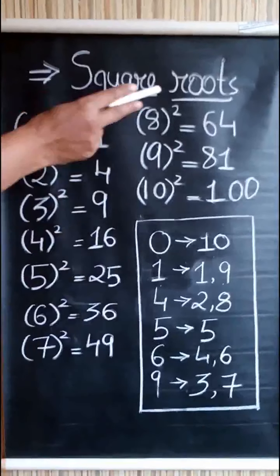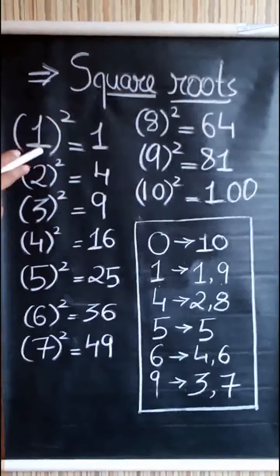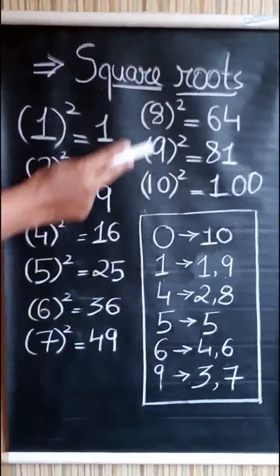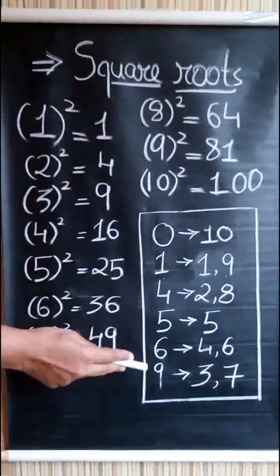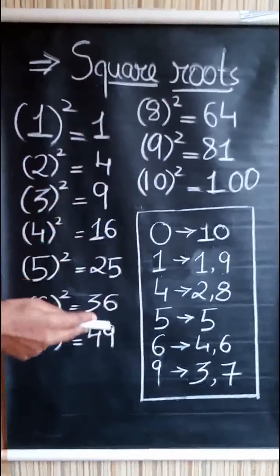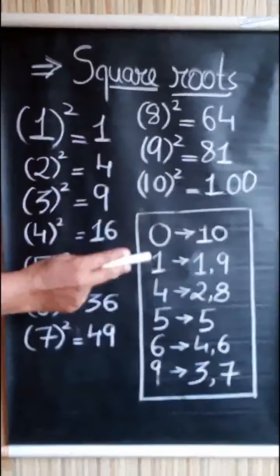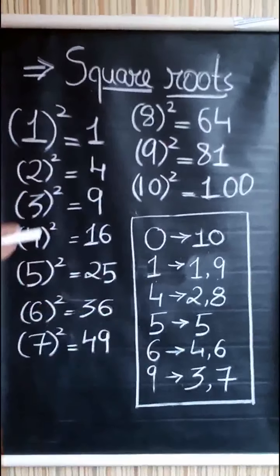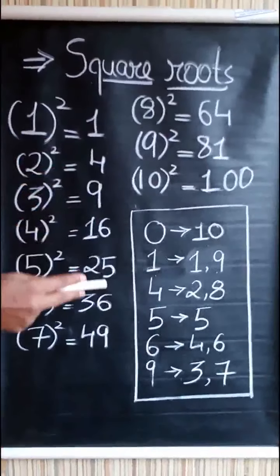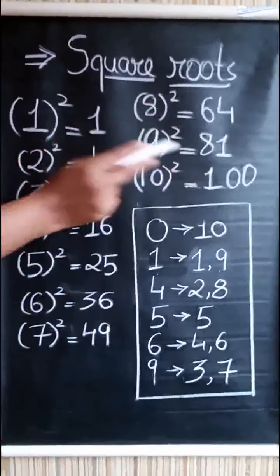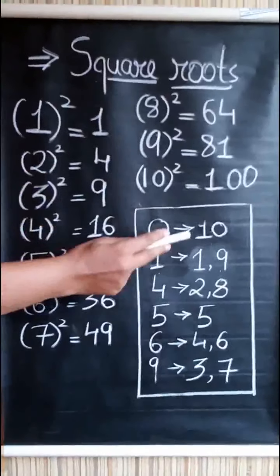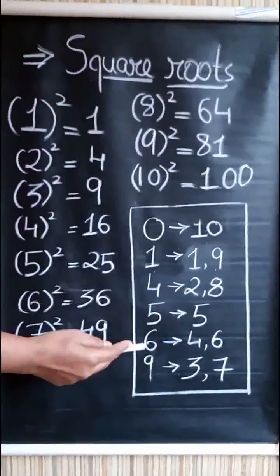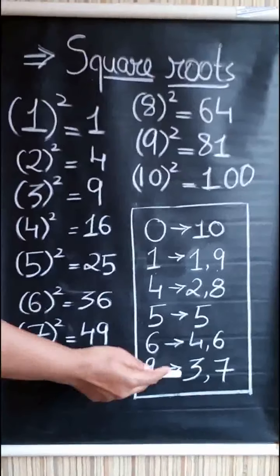To find the square root of any number by a trick, you can see that the numbers 1 to 10 have been written with their squares. We will be using the last digit of these numbers for finding the square root. The last digit will always be 0, 1, 4, 5, 6 or 9. Let us see where these appear in the unit place: 0 in 10, 1 in 1 and 9, 4 in 2 and 8, 5 in only 5, 6 in 4 and 6, 9 in 3 and 7.